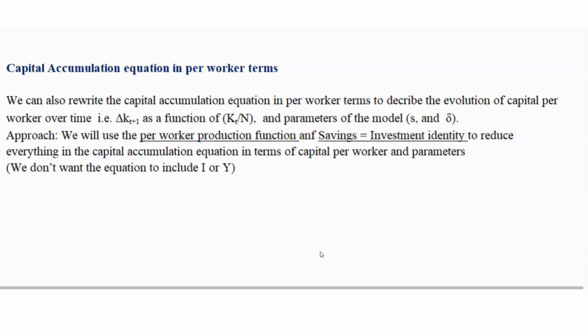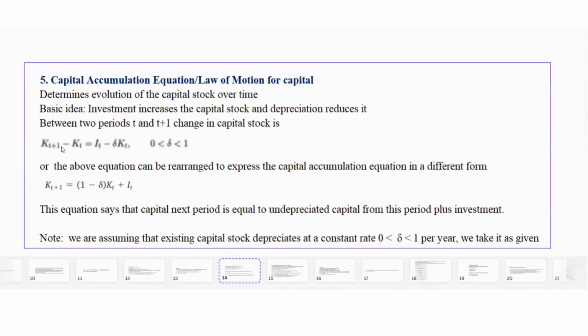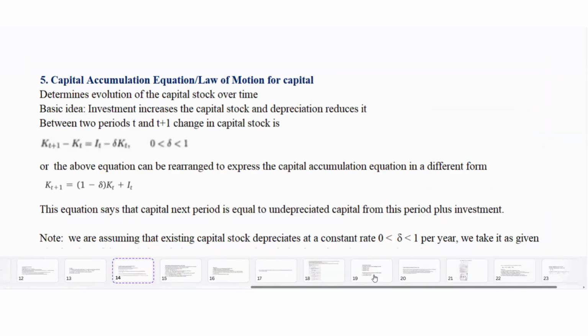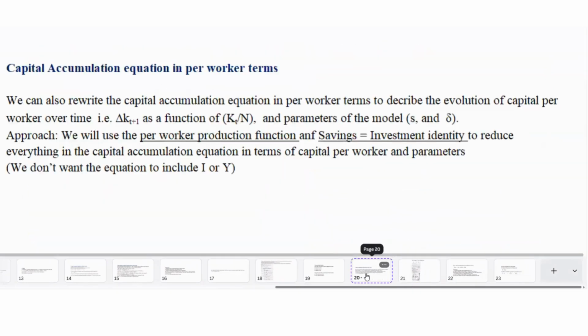We were looking at the Solow model. We discussed the setup. Then we discussed how to write the production function in per worker terms. We now want to see how to write a capital accumulation equation in per worker terms. The capital accumulation equation, as we saw, was this: K_{t+1} = (1 - delta) K_t + I_t. So we want to see how to write this capital accumulation equation in per worker terms.